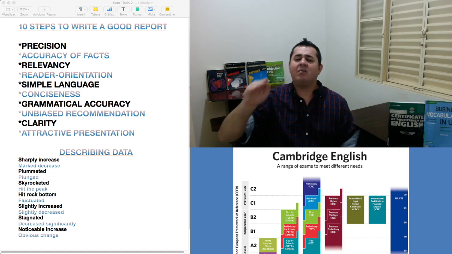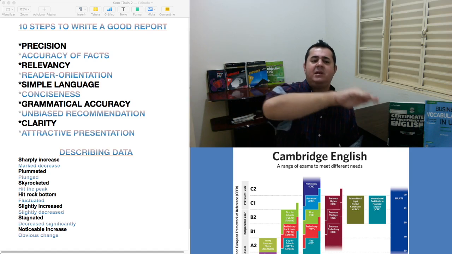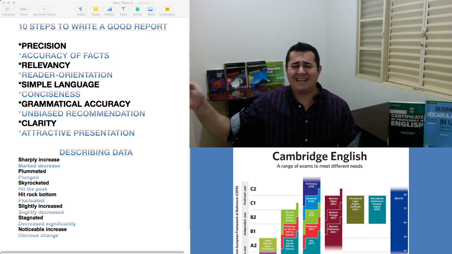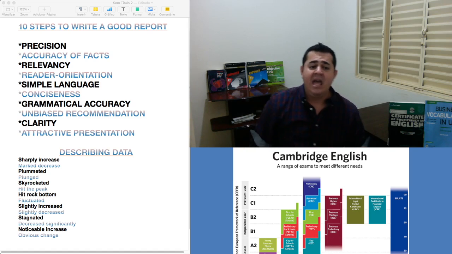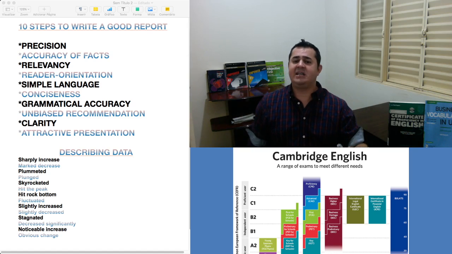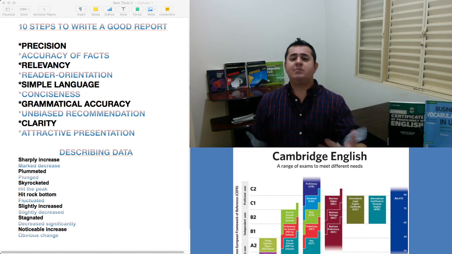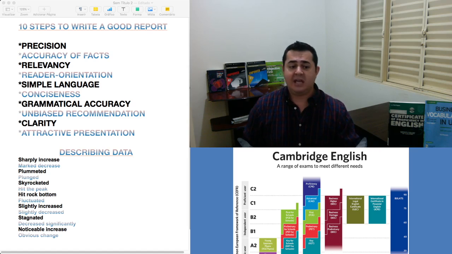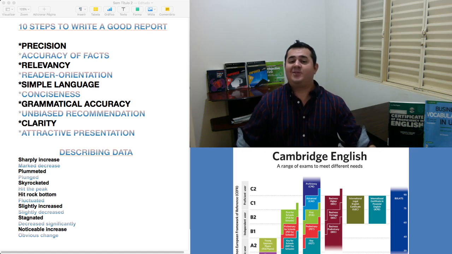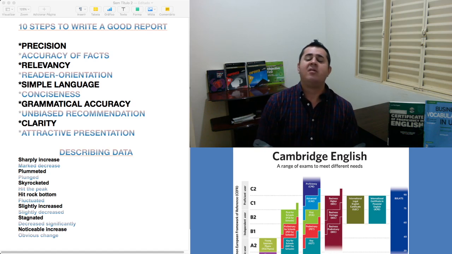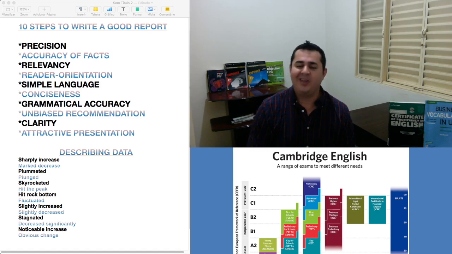It slightly increases, slightly decreases, just a little bit. Stagnated, it means a few months in a row being the same. It's stagnated, it doesn't change, you know? If it has decreased significantly, so again, significantly, it's a big change. A noticeable increase, everybody notices it. And the obvious change, it's obvious, so everybody notices it. It's the same. So please memorize your keywords for describing data in a report.